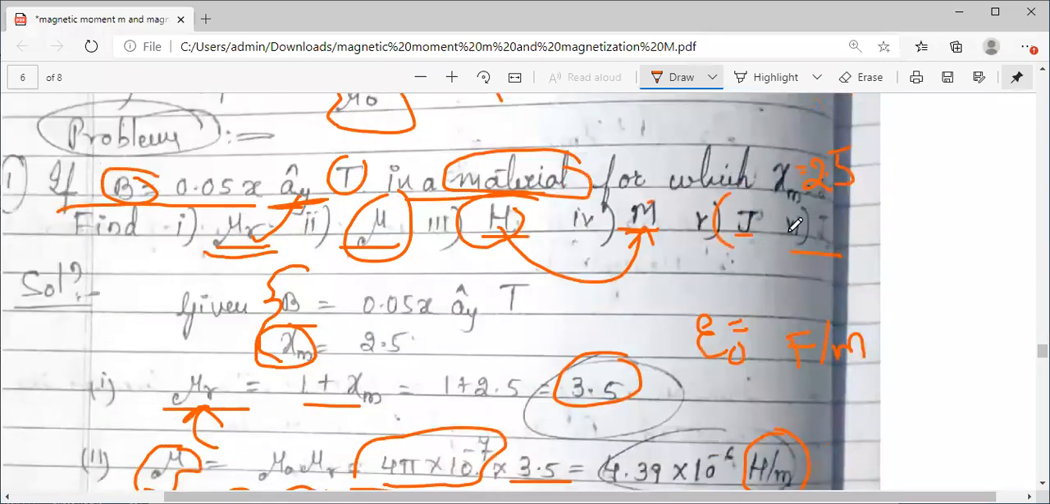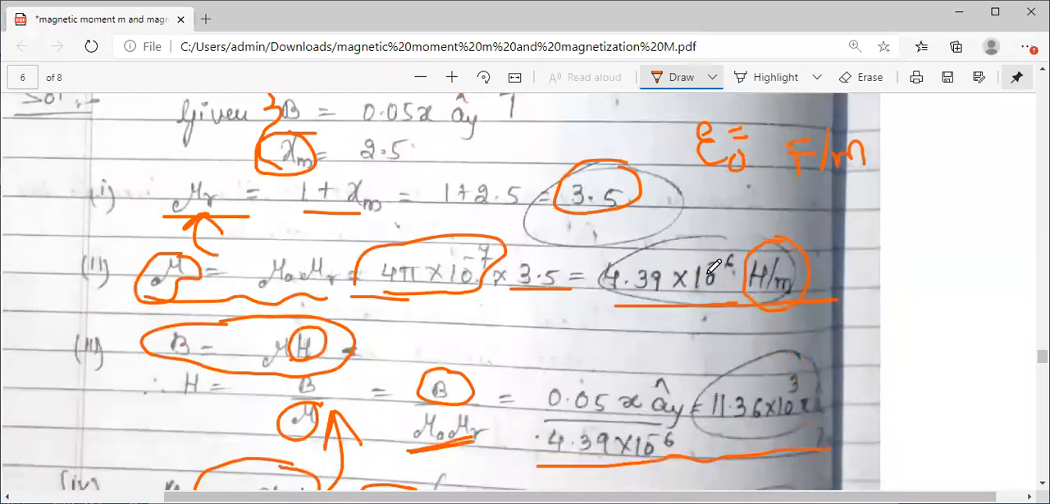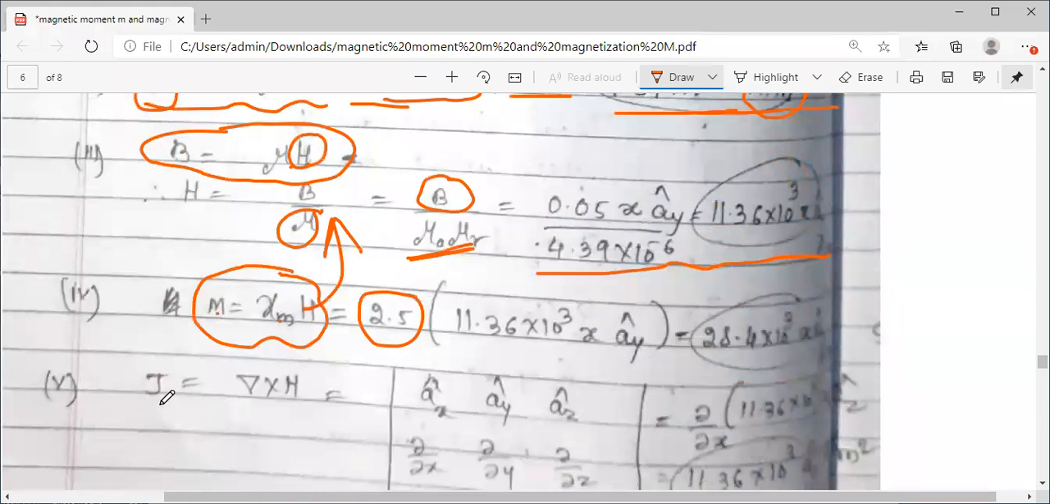And the fifth one is J. How will you find J? For finding J, you should go for the curl concept. J equals del cross H. It is not bound. It is not del cross M, it is del cross H. As usual, the regular equation we use, we have already done such problems. Del cross H is equal to J. We have to use that because H we have already calculated.